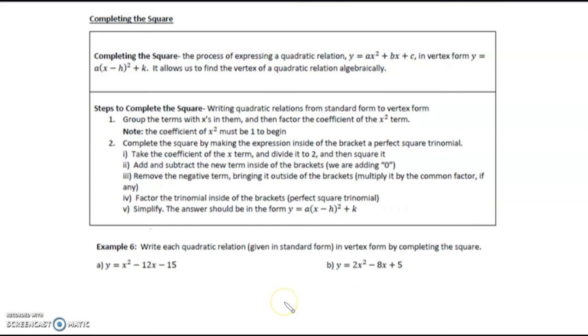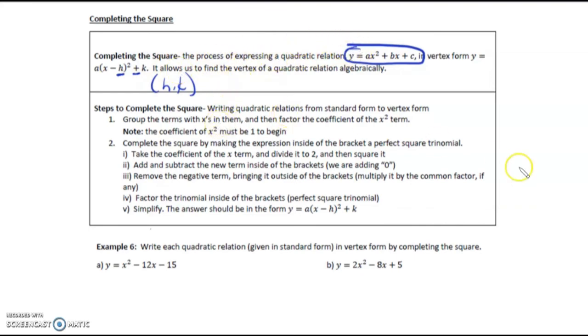Okay, completing the square. This is the last thing that we're going to cover in our review. This is the process of expressing a quadratic relation from completely expanded or standard form and converting it to vertex form. It allows us to identify what the vertex is, which is h and k. These two are going to be congruent, so they're going to be the exact same equation. They're just going to look a little bit different.